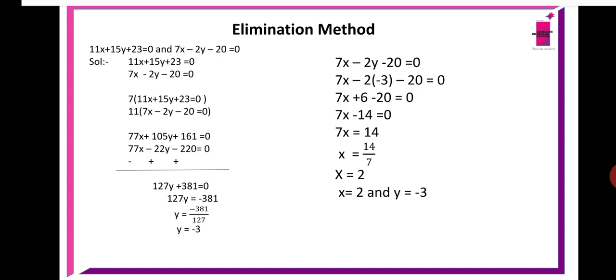Here I have substituted it in 7x minus 2y minus 20 equal to 0, where y equal to minus 3. After simplifying, I got x equal to 2. And the solution of this system is x equal to 2 and y equal to minus 3.